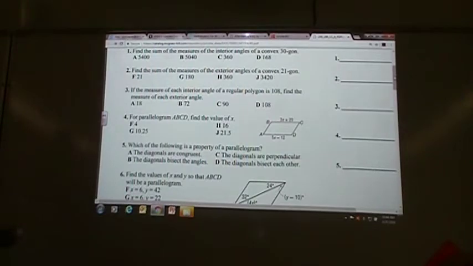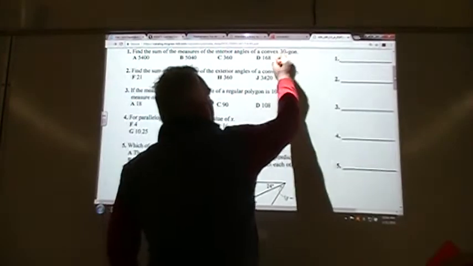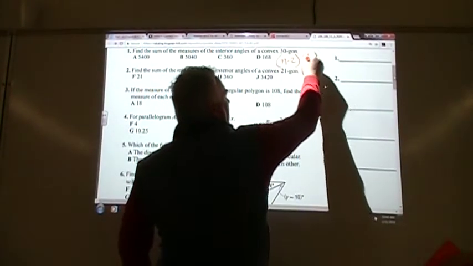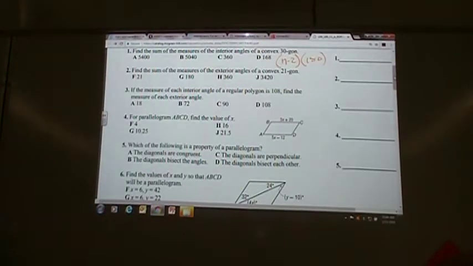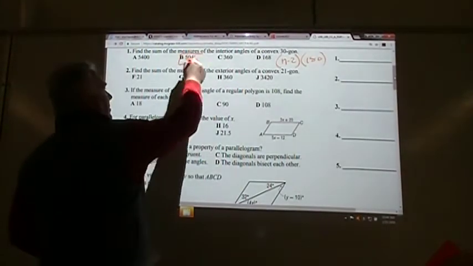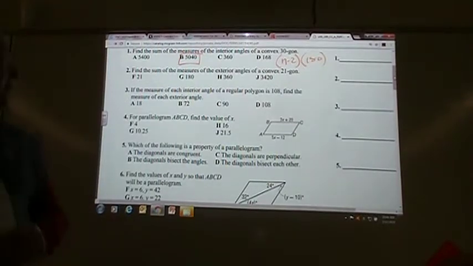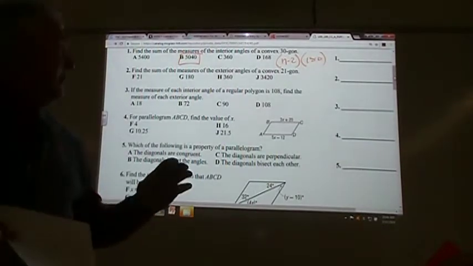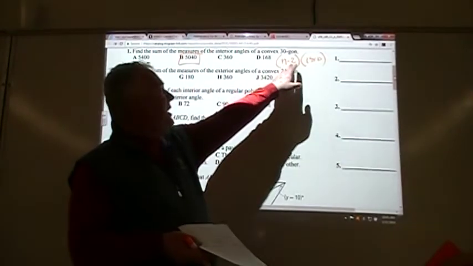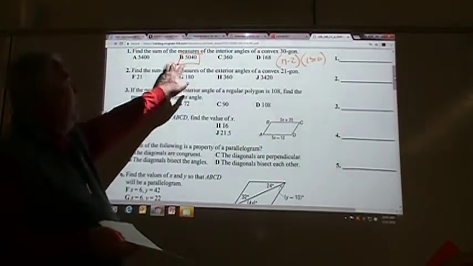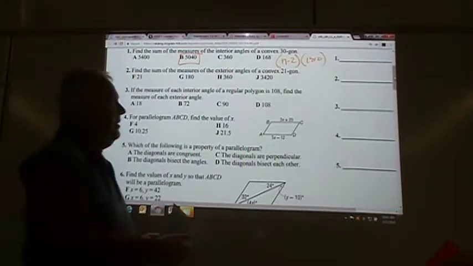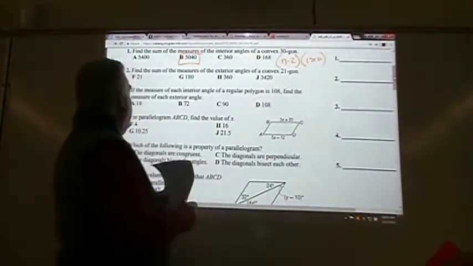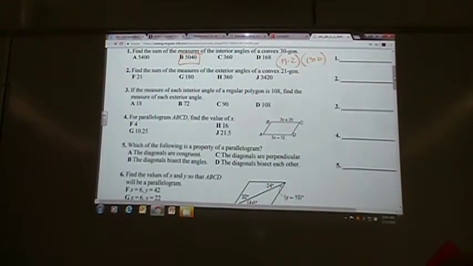Number one, find the sum of the measures of the interior angles. You got to know the formula for this. N minus 2 times 180. And that'll be the sum of the measures for this one, which will be B, 5040. Okay, so when you have a 30-sided figure, 30 minus 2 is 28. 28 times 180 means that's going to be how many degrees we have inside of that. So we get B.